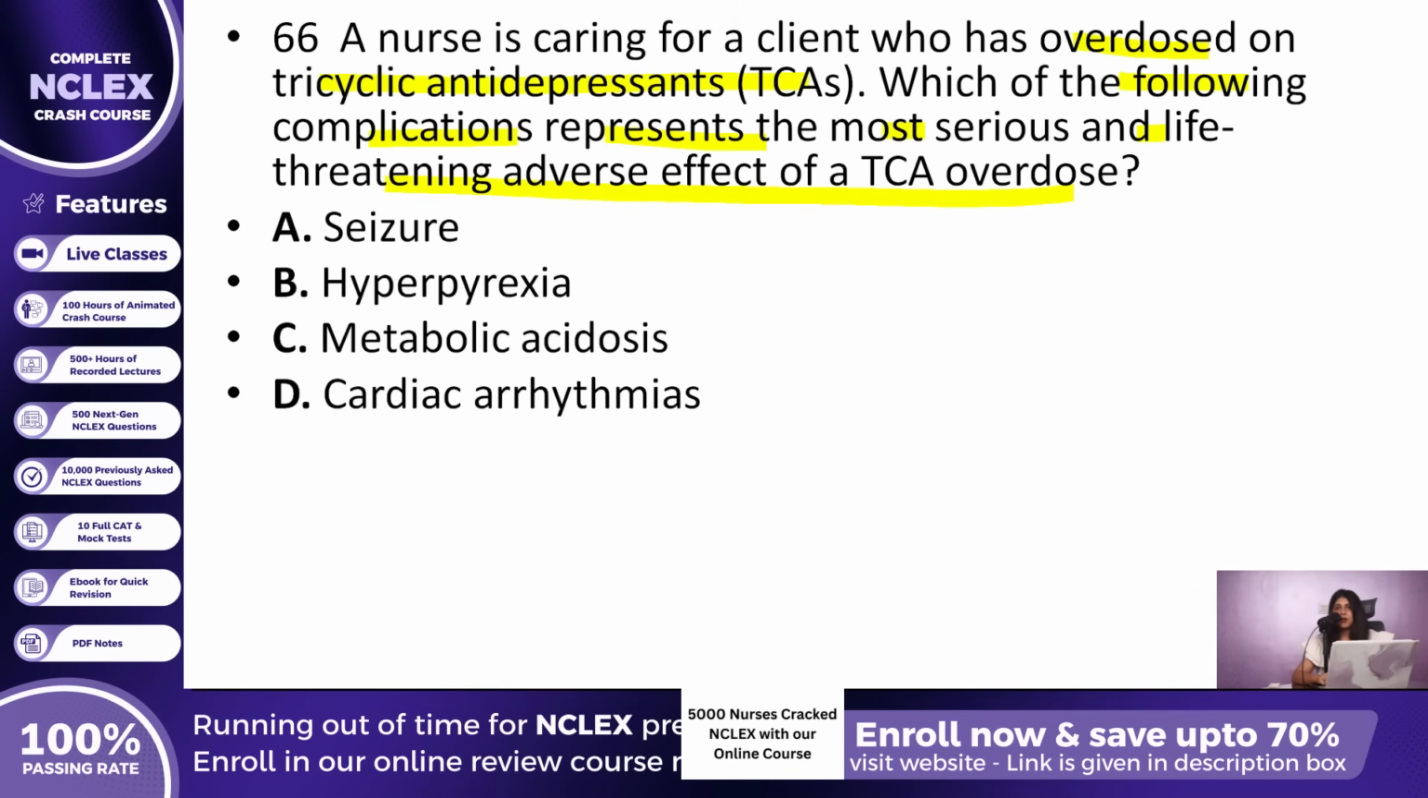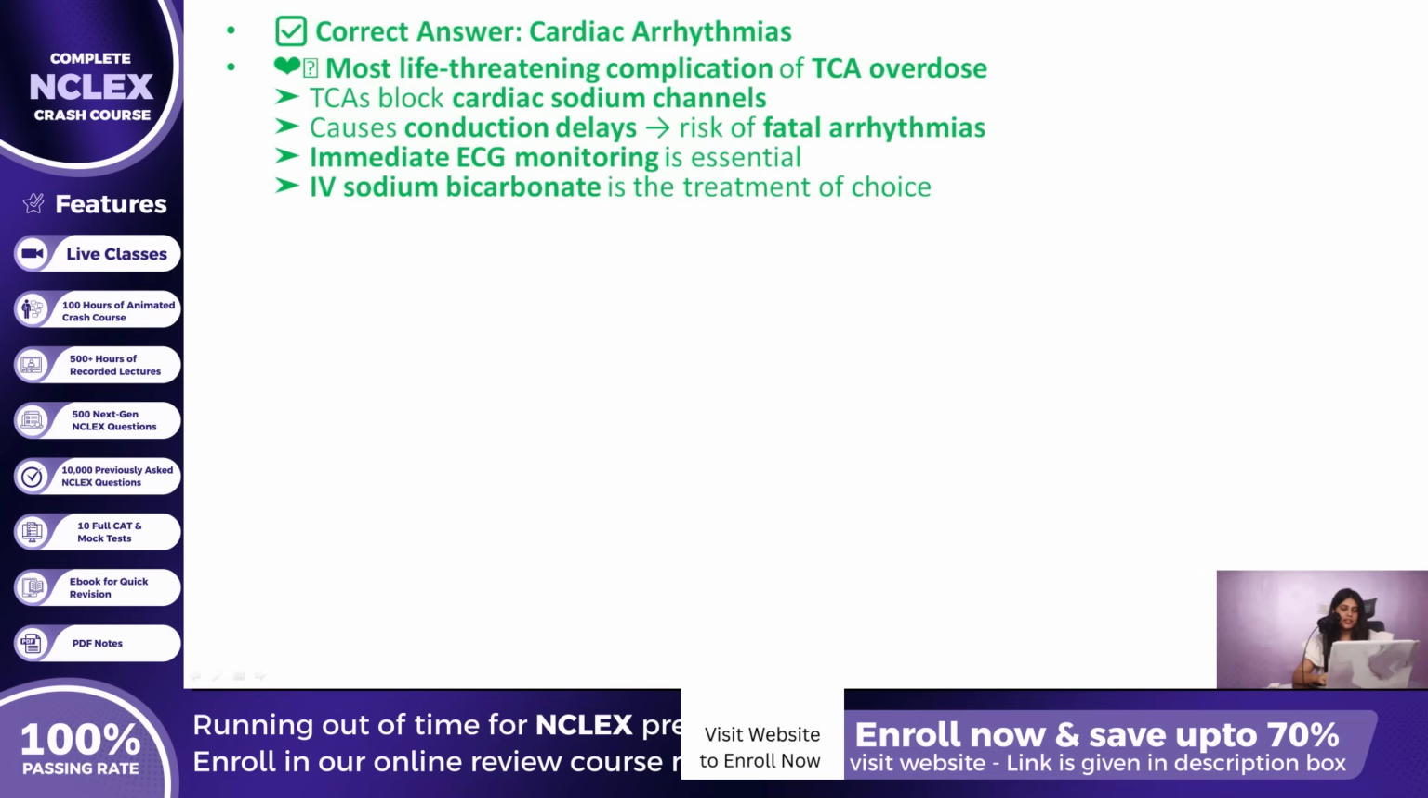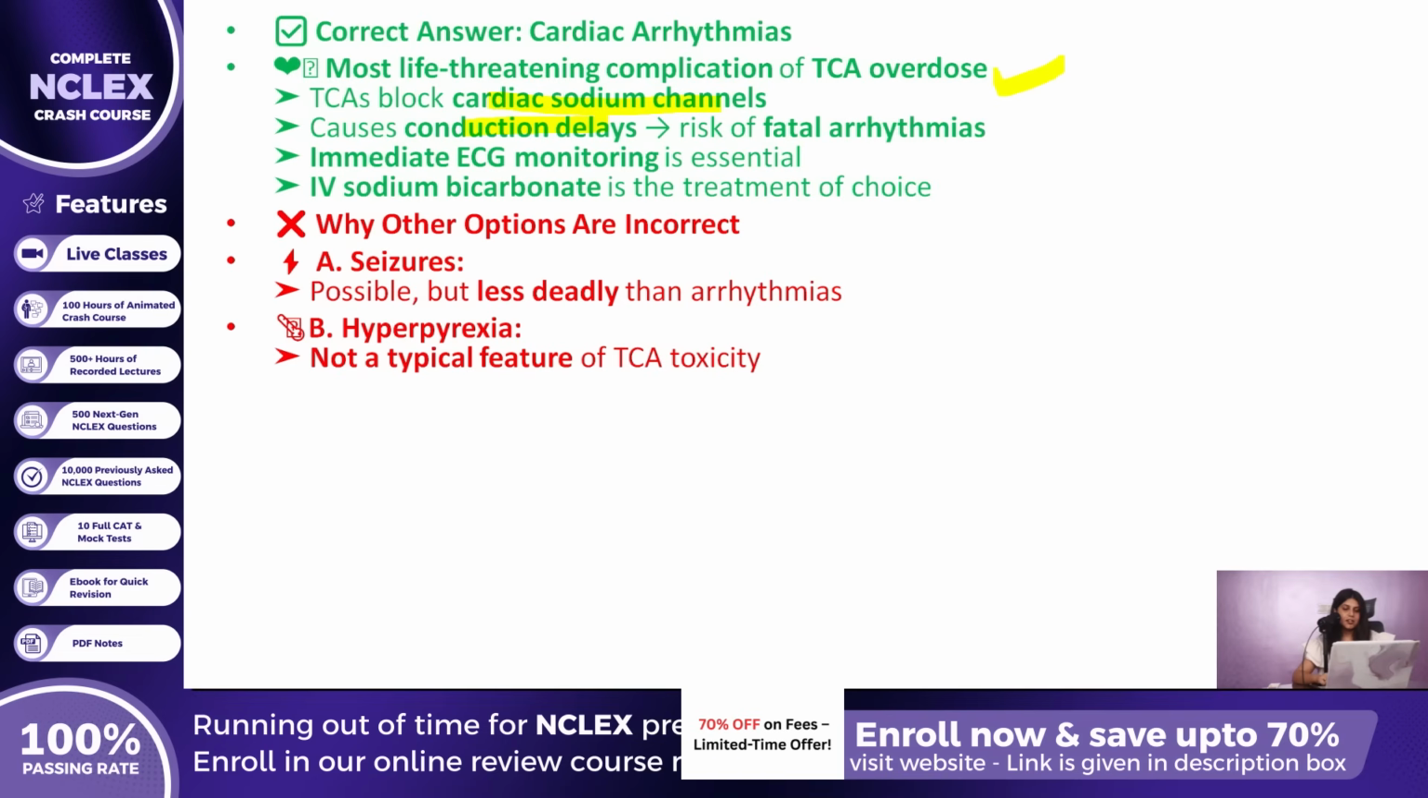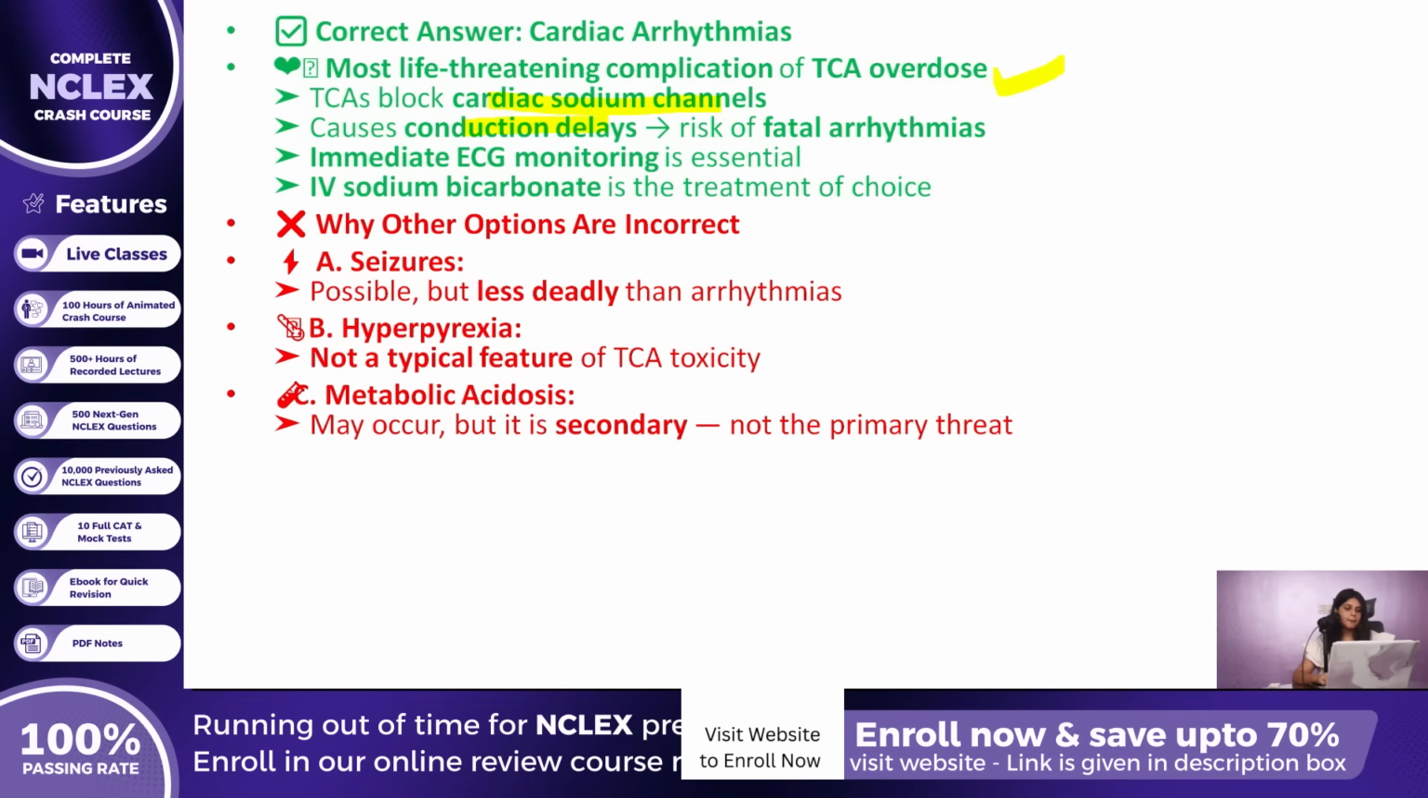The correct answer is option D, cardiac arrhythmias, as they are the most life-threatening complication of tricyclic antidepressant TCA overdose. TCAs block cardiac sodium channels, causing conduction delays and potentially fatal arrhythmias. Option A, seizures, may occur but are less deadly. Option B, hyperpyrexia, is not typical. And option C, metabolic acidosis, is secondary. Prompt ECG monitoring and IV sodium bicarbonate are critical for managing TCA toxicity.